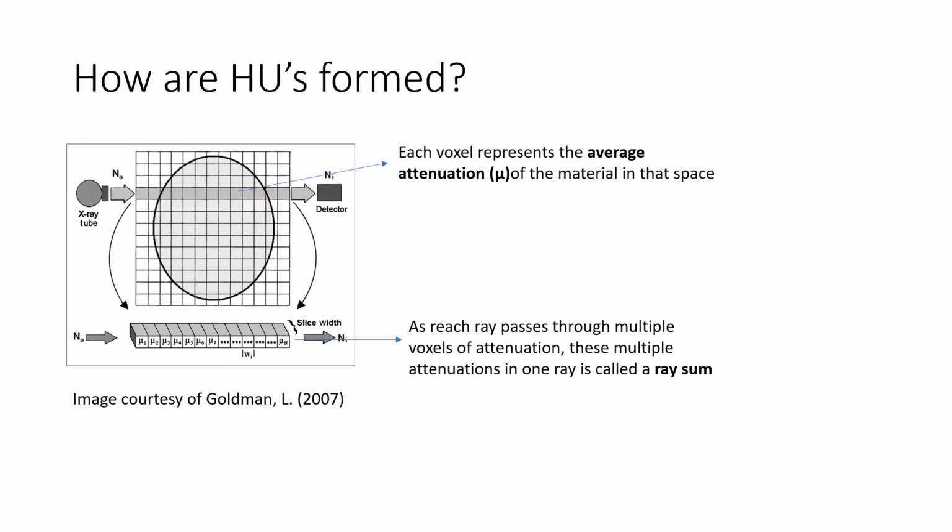Now in CT, due to the many attenuations that happen at multiple angles, the image is separated into a grid of voxels. As you can see from this diagram here, one region of the voxel or material represents the average attenuation coefficient of that voxel, which is denoted as mu. These separate attenuation values along one projection is called a ray sum. The ray sums are ultimately what forms the attenuation values of the whole dataset.